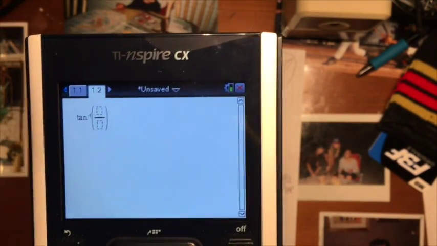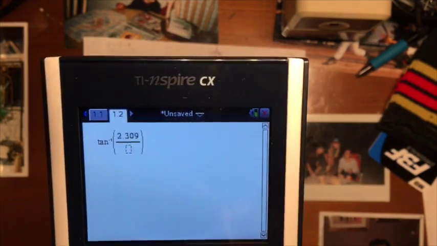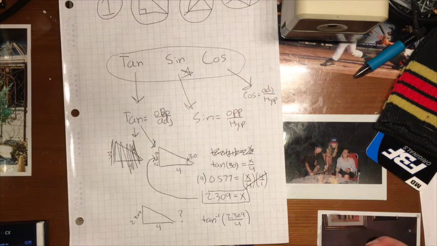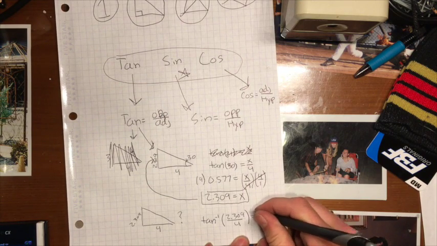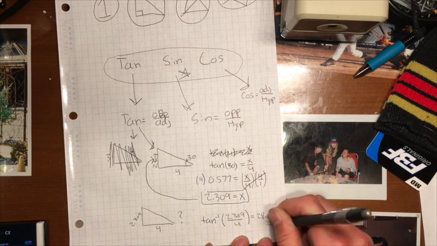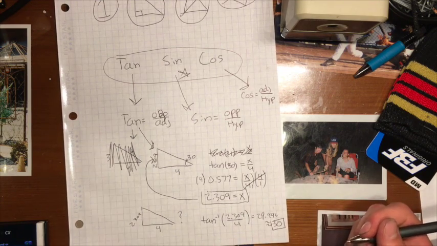Now make sure to put this angle adjacent to the side of 4 and not on the opposite side. So your answer should be 29.996. That's basically 30, the angle that we started off with in the beginning.